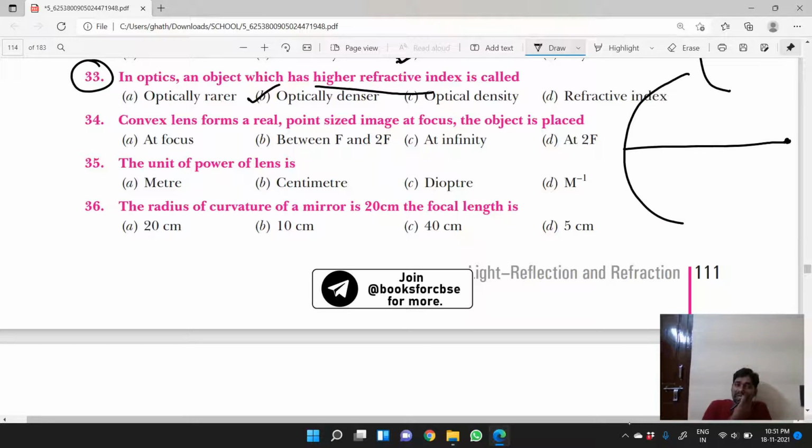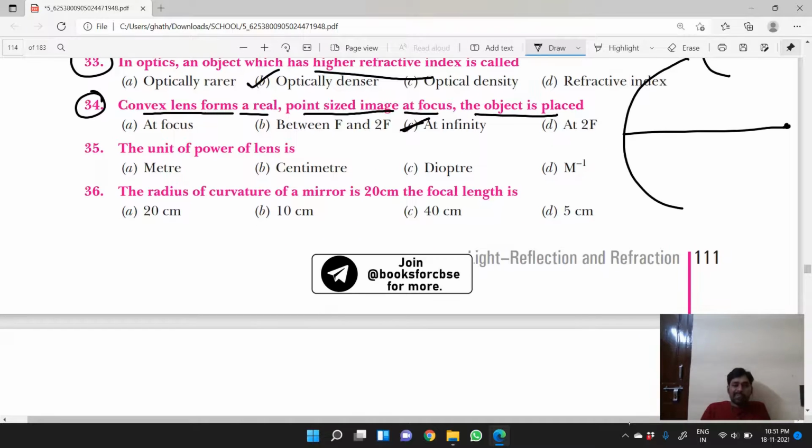See the next one. Convex lens forms a real point-sized image at focus. The object must be at infinity. This is also one of the cases. So next, the unit of power is.